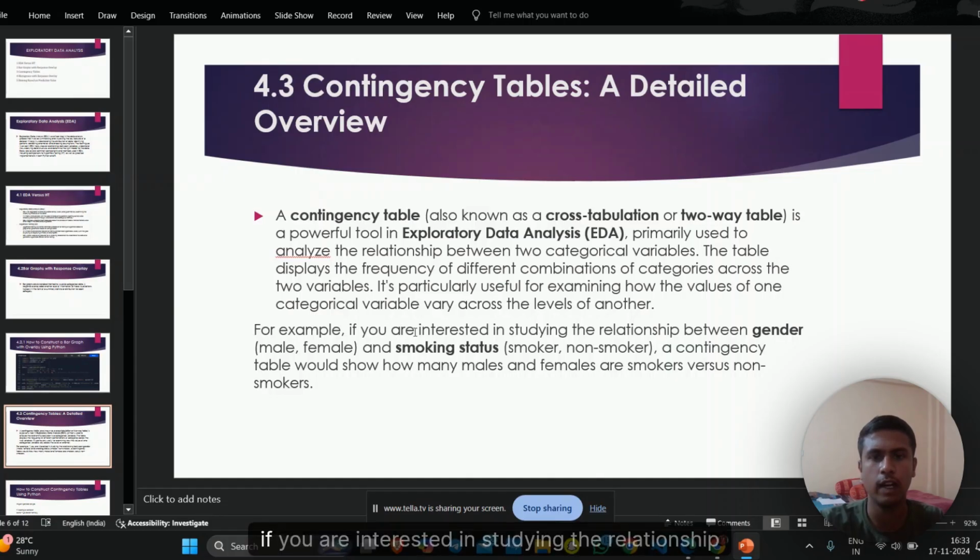For example, if you are interested in studying the relationship between gender and smoking status, a contingency table would show how many males and females are smokers versus non-smokers.